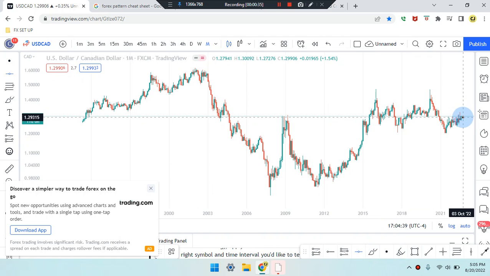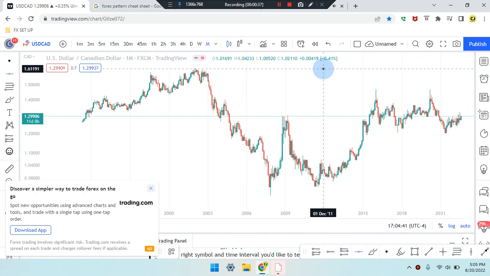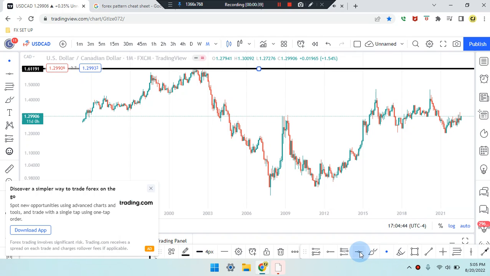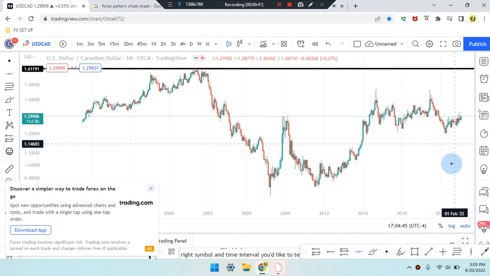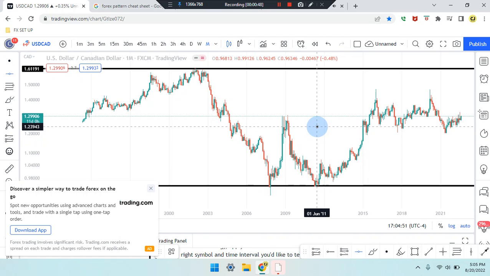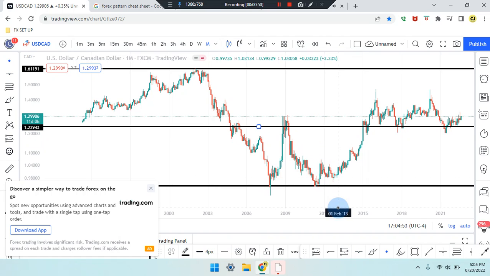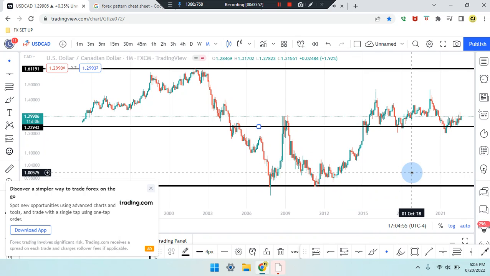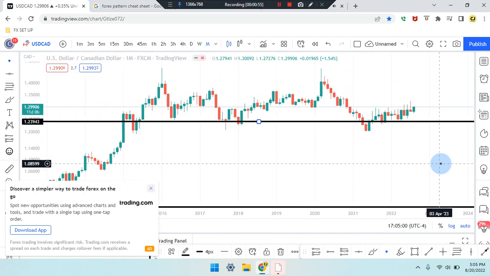So we have price action overall, higher highs, price action overall, lower lows, midpoint. Let's zoom into price and see what's going on.